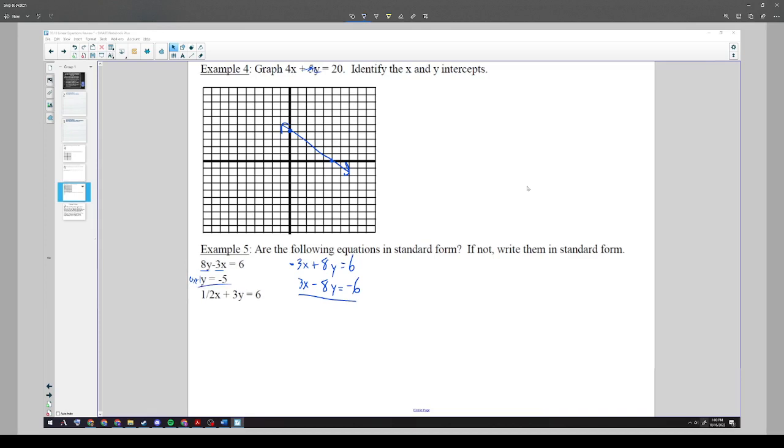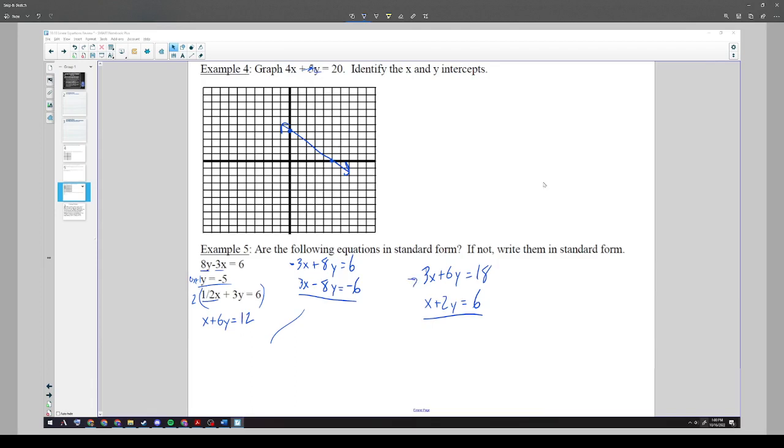And then the last one, x and y are together. X is in front, there's no negative, but there's a fraction. So to get rid of it, we'll multiply everything in every term by 2 and get x plus 6y equals 12. And remember, they don't give us an example here, but we also can't have a GCF in our final answer. So if I had 3x plus 6y equals 18, I need to divide everything by 3 to get x plus 2y equals 6. That would be standard form of what we started with here.